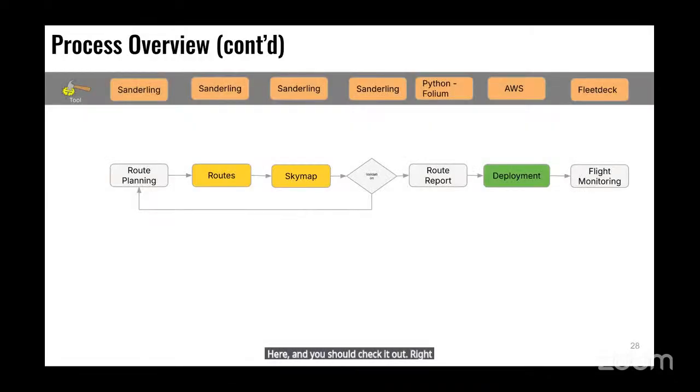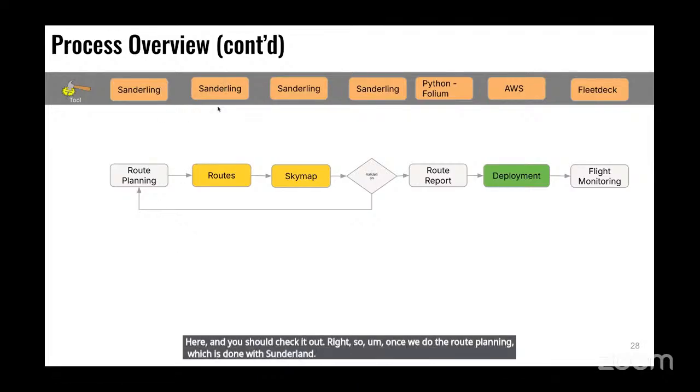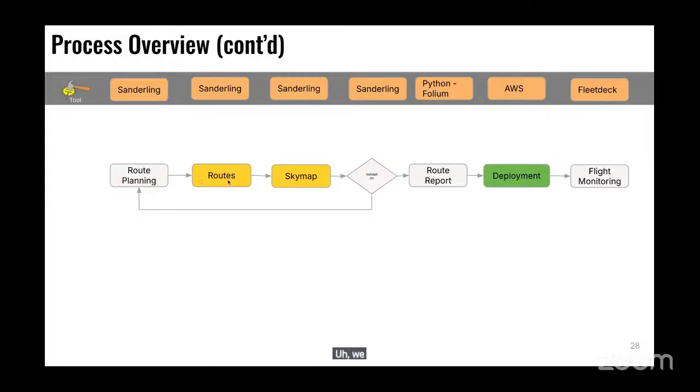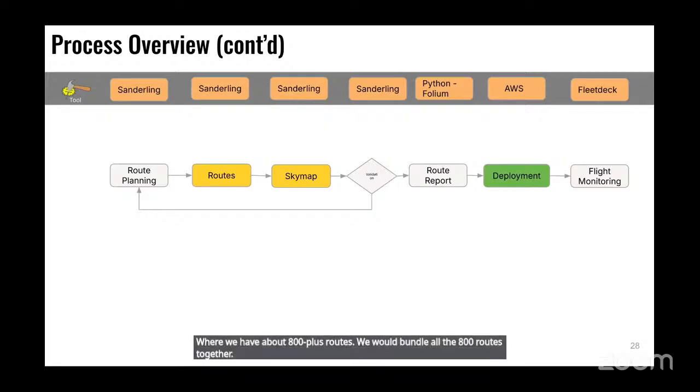Right. So once we do the route planning, which is done with Sunderland, we get the routes out of that, and then from routes we move to a sky map. A sky map is basically a bunch of routes that we have put together, and we ship the bundled routes. So for a nest like GH1 in Zoom, where we have about 800 plus routes, we would bundle all the 800 routes together, and then we would make a sky map.